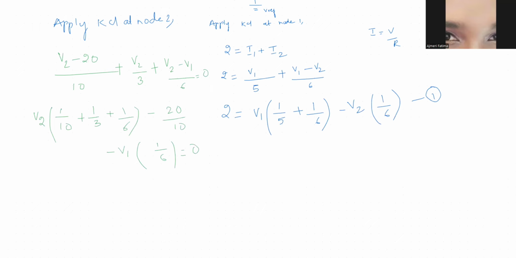So you will get the value of V1 and the value of V2. So V1 you are approximately getting 7.9 volts and V2 you are getting 5.55 volts. You cross verify this. Thank you.